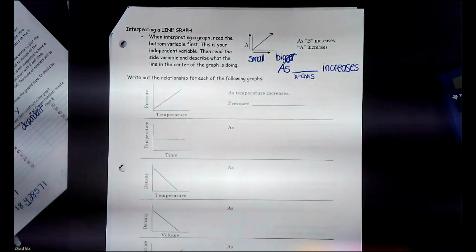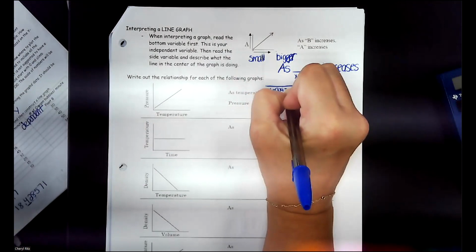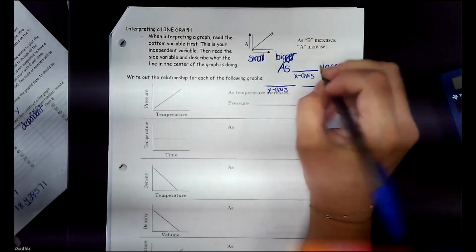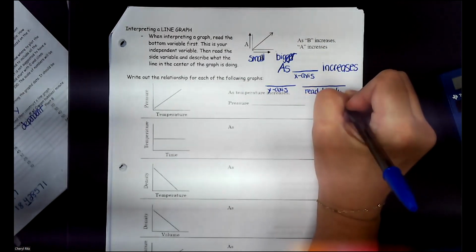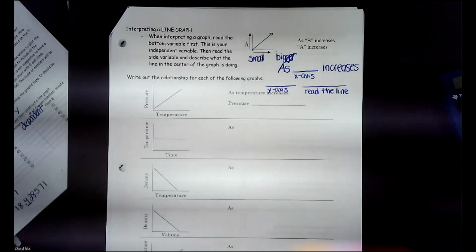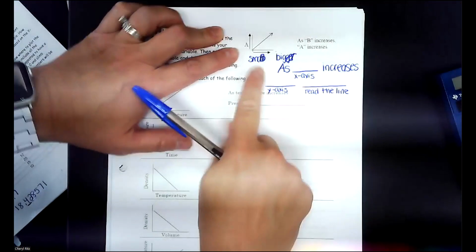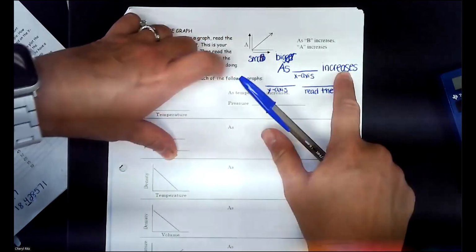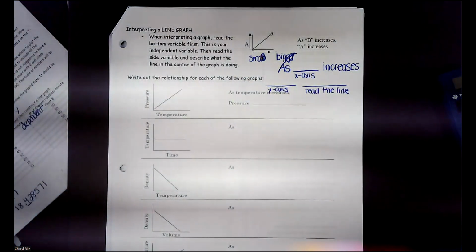So as the X axis increases, the X axis will always increase. Then we say the Y axis, and then you tell me what the line is doing. Read the line. So again, using this example one here. This did say B underneath the word small there. So as B increases, A, read the line, increases. If you use that system, you will always get it right.